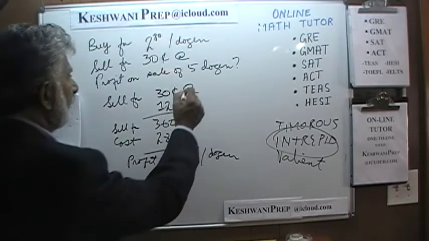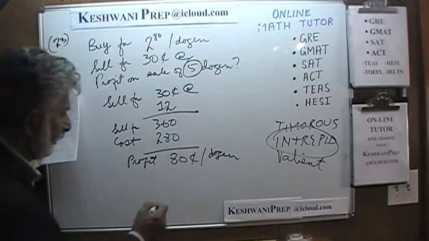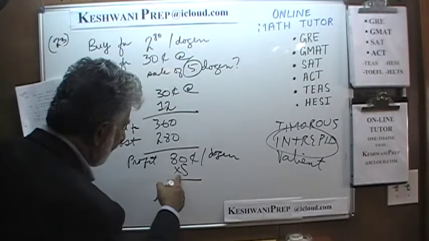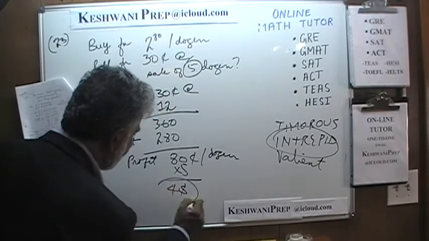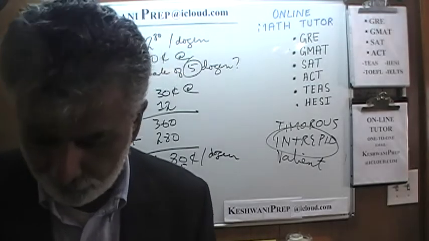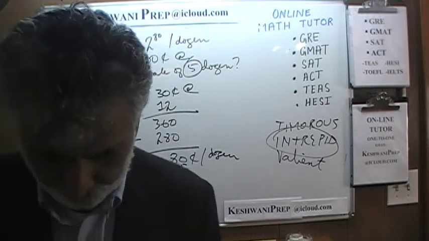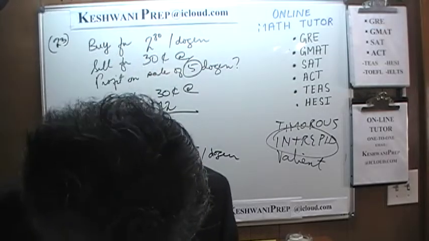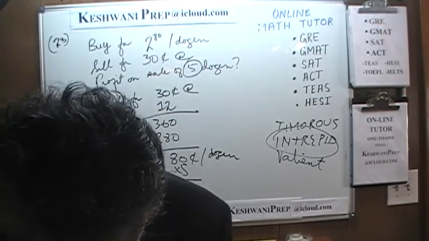And how many are we selling? We're selling 5 dozens. Multiply that by 5. 8 fives are 40. It looks like we're going to make $4 in profit. We're going to make an even $4 on 5 dozen. Let's go to the next one.